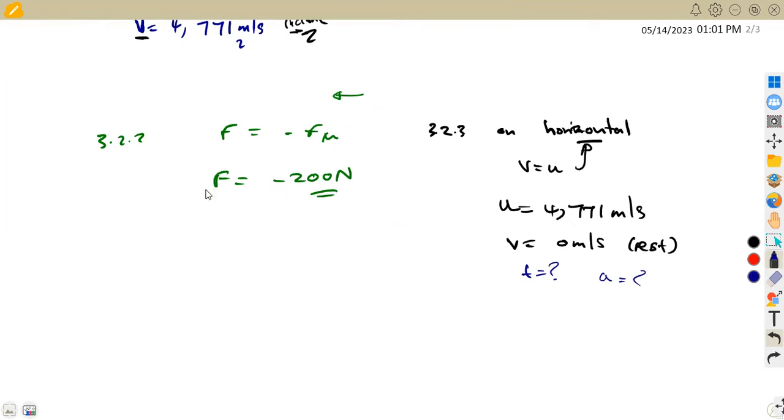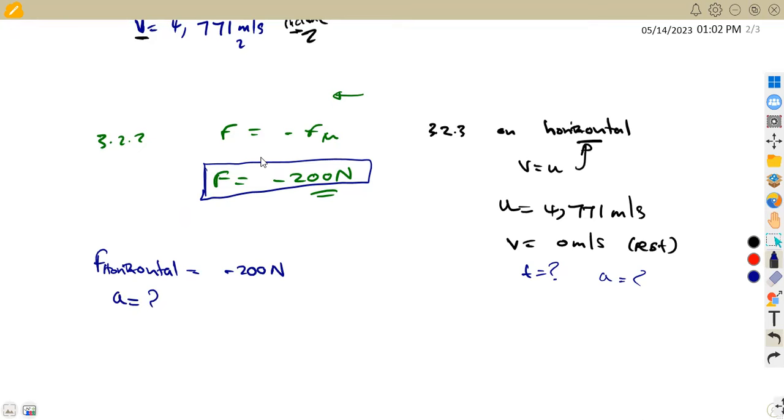Remember that we have the force when it is on the horizontal. This is the force when it is on the horizontal ground, where the only force that is going to affect it is the frictional force. So from the horizontal force that we are given as negative 200 Newton, we are going to calculate the acceleration. Since this motor car is only affected by this force, how is it going to be accelerating? Actually, it's negative, which means it's now decelerating.